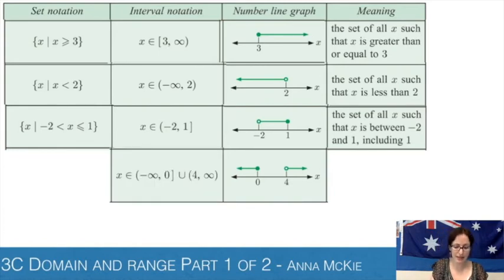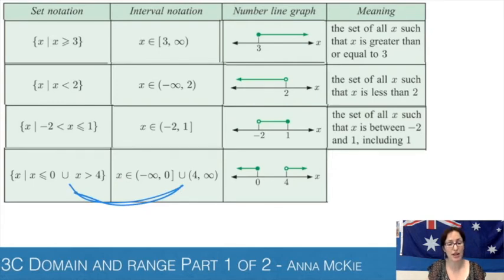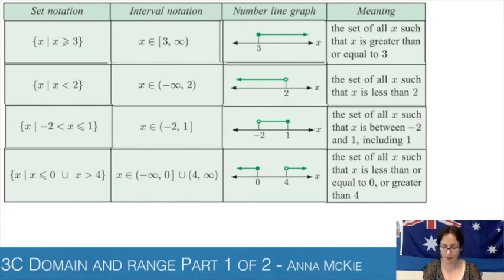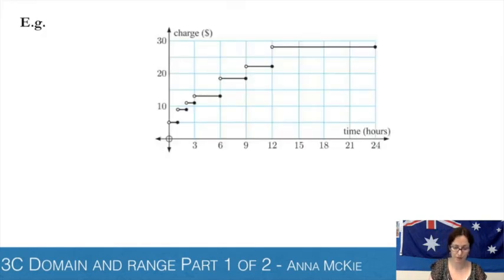There we are, just speeding this up a little. And the set notation, you still have your curly brackets, and your line for x, but you have the union in between. So that symbol does get used in both types of notation. And that means the set of all x such that x is less than or equal to 0 or greater than 4. So that's where that "or" comes in if you ever had to write that out into words.